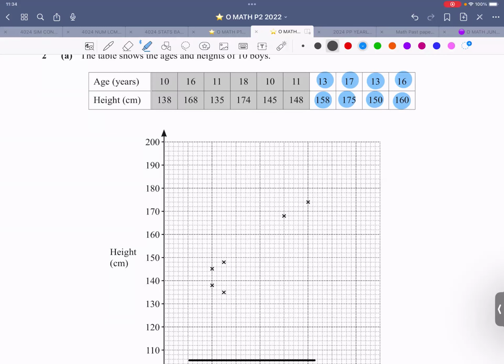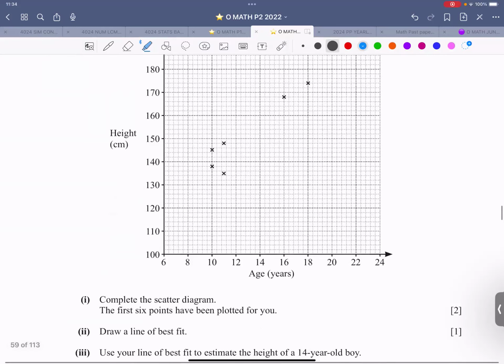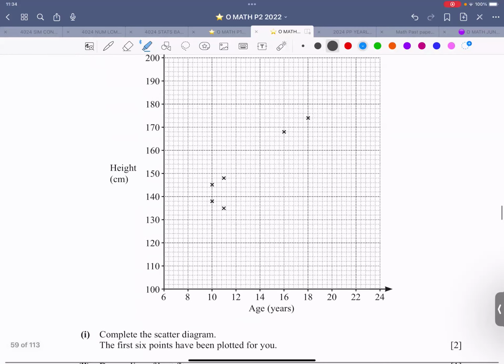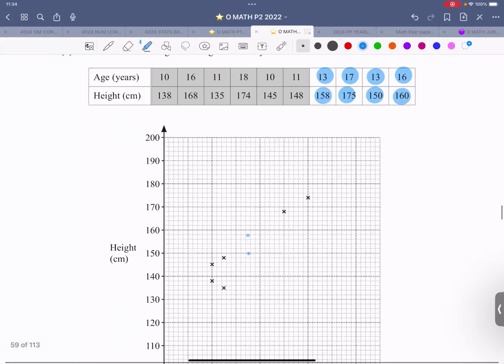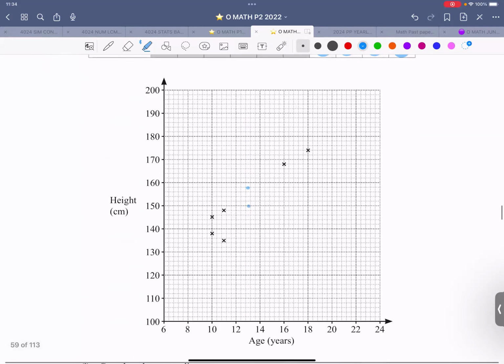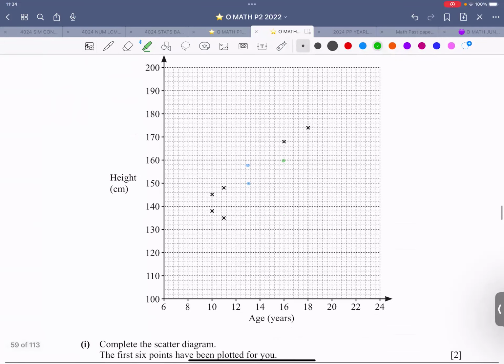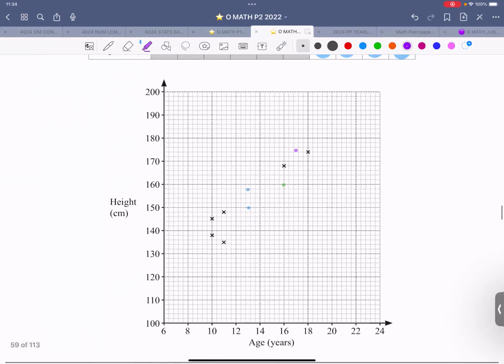So 13, 158, 13, 150. Okay. So 13 is there, 158 and 150. So 13 is somewhere over here. This is 13, 150, that's 1 point. And then in the same line, 158, that's this point. So 2 points are there. 16, 160, 16 and 160 is this one. And 17 and 175. So this is 16, 175, something like this. So these 4 points are plotted.